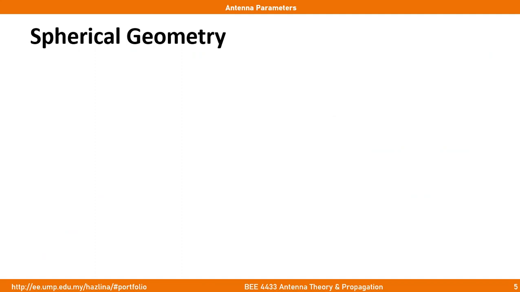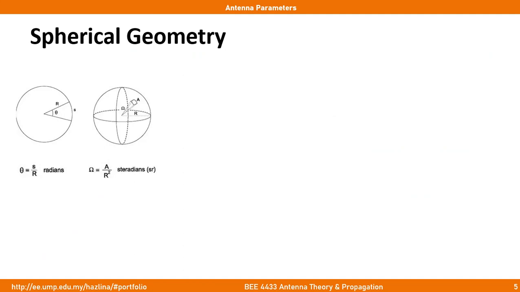Next is to understand the spherical geometry system. This is essential as the properties of the antenna radiation pattern are quantified using this system. Spherical geometry is the geometry of a two-dimensional surface on a sphere. In spherical geometry, angles are defined between great circles, resulting in spherical trigonometry that differs from ordinary trigonometry. For example, the difference between the angle theta in the unit of radian and the solid angle represented by steradian is as shown in the figure here.